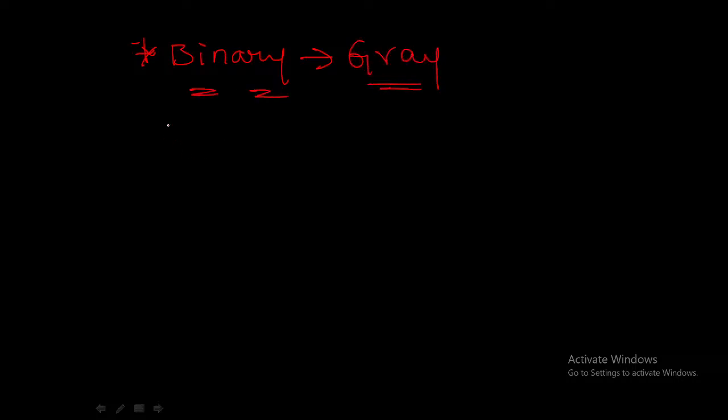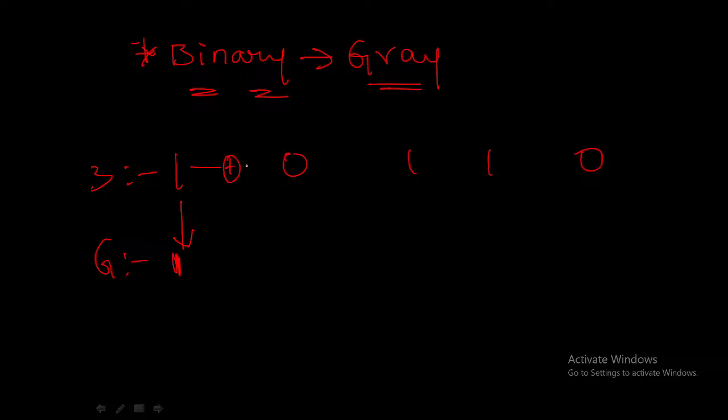Now, how to convert binary to gray code? What is the process? The most significant bit, MSB, of the equivalent gray code is the same as the MSB of the binary number. Let us say a binary number 10110, and we have to convert it into gray. The MSB remains the same, and from the next bit we have to XOR the successive bits of the binary number.